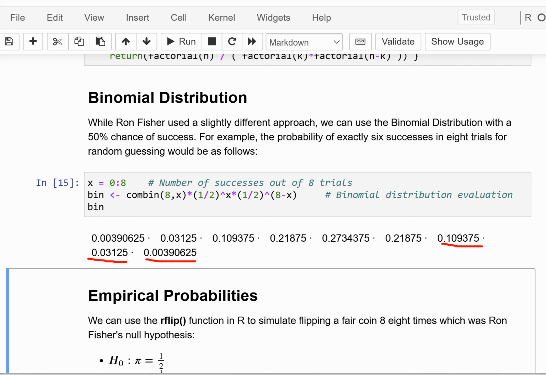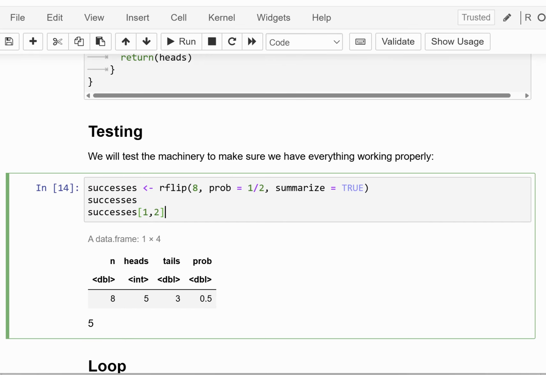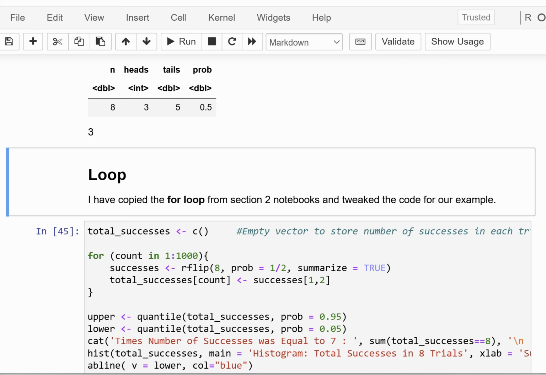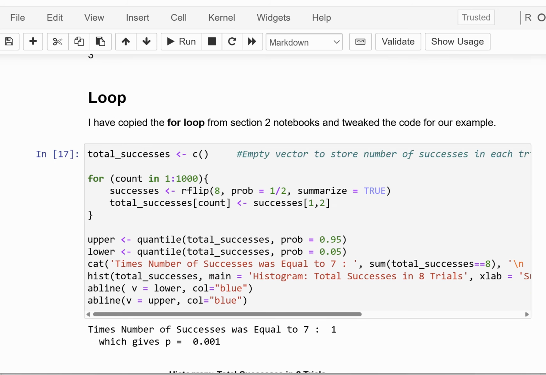Okay, and we'll estimate those in a minute. That's what we do with our testing. Now we're going to use the for loop from section 2. Let's just take a look at what's going on here. The number of successes starts out as an empty vector. We're doing 1,000 simulations of what? Coin flip, 8 coins. The coins have a 50-50 chance of success. Summarize equals true to get that data frame format printing out of this function.